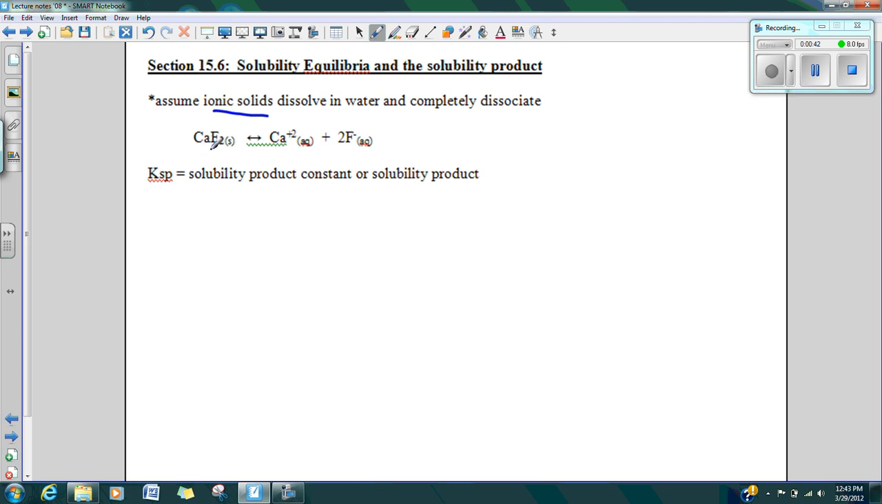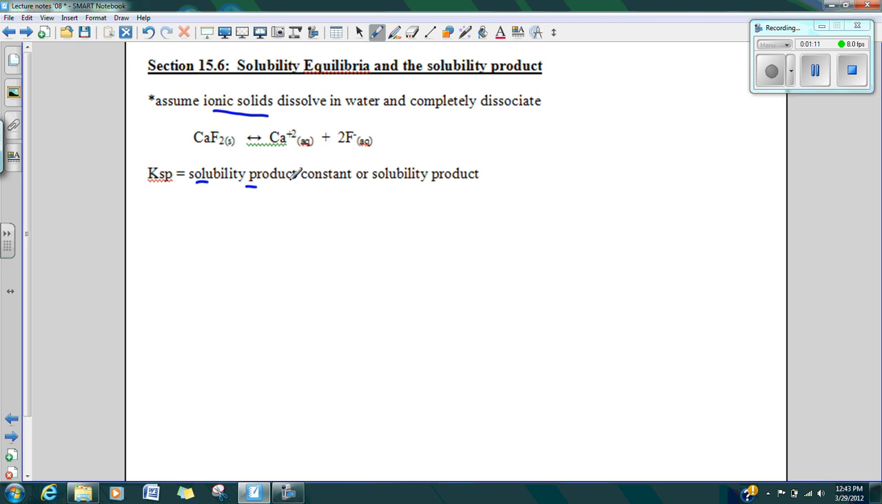You can see you have calcium fluoride. I have one calcium ion. I have two fluoride ions. So we have, of course, another K. We had Ka and Kc and Kp, but here we have Ksp. So here is our solubility product, Ksp, meaning solubility product. And what we're going to try to do is find what the equilibrium constant is for this expression. That is not going to change.